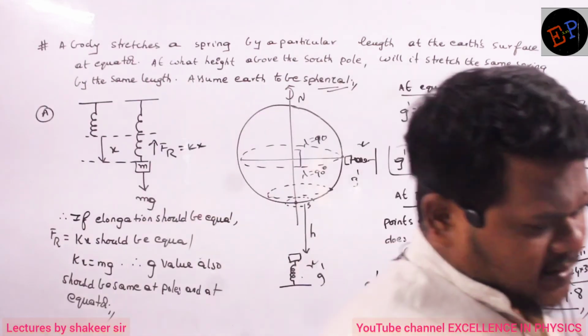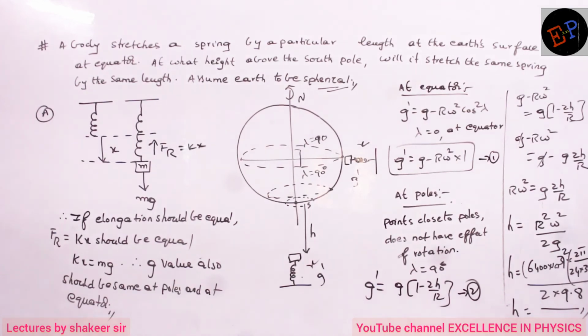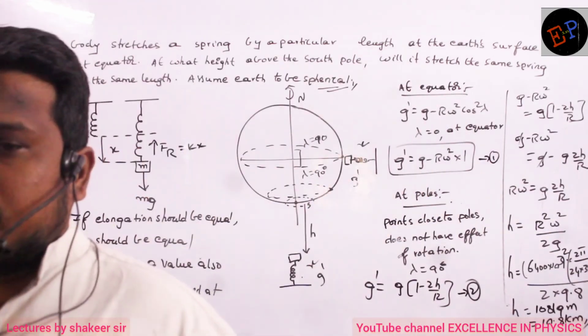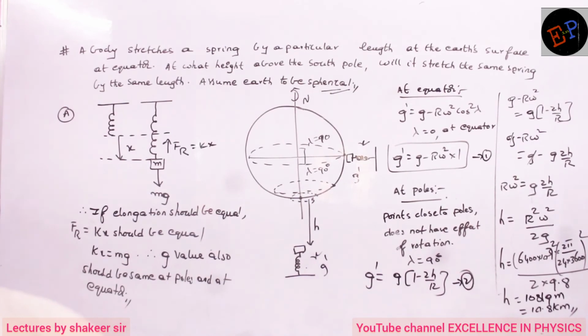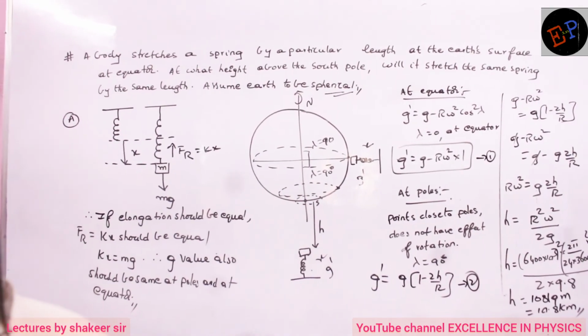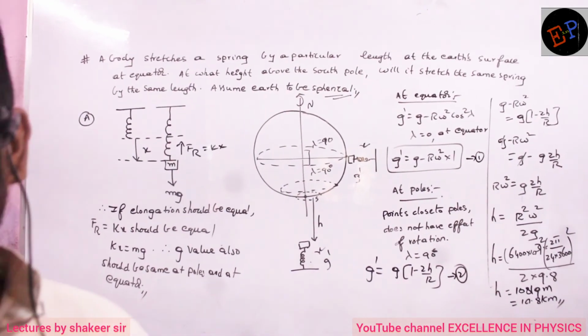And the answer for this one is 10.8 kilometers, or 10819 meters. Or simply you can call it 10.8 kilometers. That's right. So if I go to that much height, then the elongation of the spring will be the same at the equator as well as at the poles.